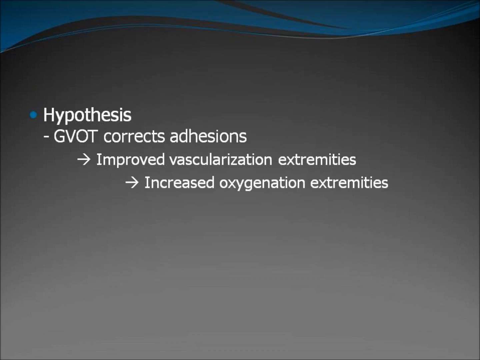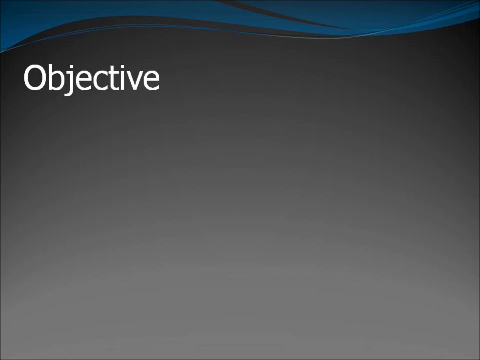Therefore, this research hypothesizes that a general visceral osteopathic treatment, further also called a GVOT, improves the vascularization to the upper and lower extremities of people with digestive complaints by correcting the adhesions, as a mechanical pressure on the blood vessels will be released and the viscerosomatic reflexes will be treated, and this also increases the oxygenation of the upper and lower extremities.